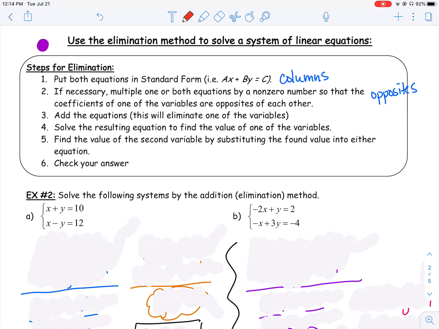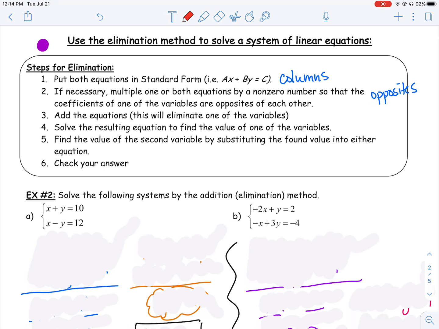Number two, if necessary, multiply one or both of the equations by a non-zero number so that the coefficients, the numbers in the front, of one of the variables are opposite. We want to either get our x's to be opposite or our y's to be opposite. It doesn't matter which one. One might be easier than the other, but we just want our x's or our y's to be opposite. And what do I mean by opposite? Well, if your x is 3x, then the opposite of that would be negative 3x, right? We want them to be opposite.